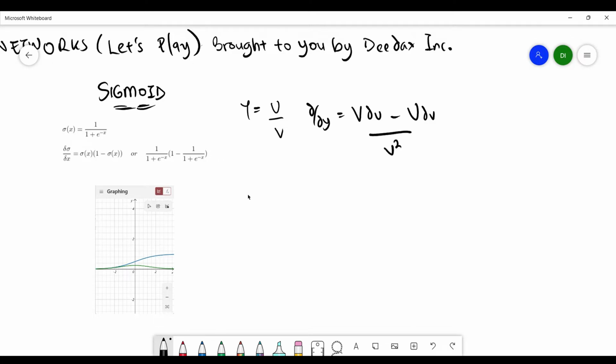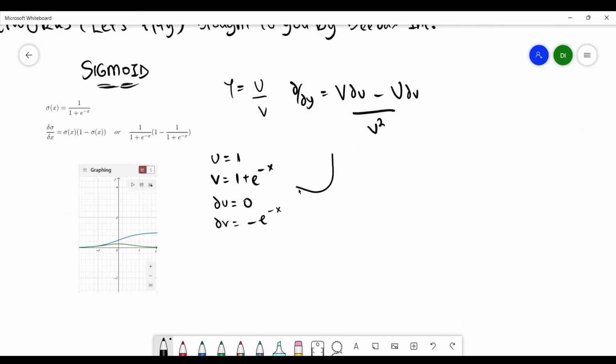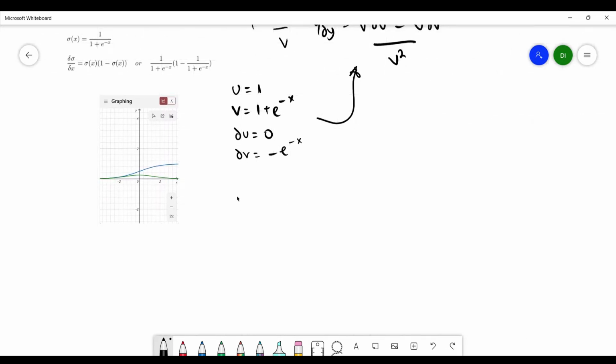But moving on, looking at this, our u would be 1, right? From this function here, u would be 1, and our v would be 1 plus e to the negative x. And naturally, du would be 0. Derivative of a constant is 0, and dv would be negative e to the negative x. All right, looking good.